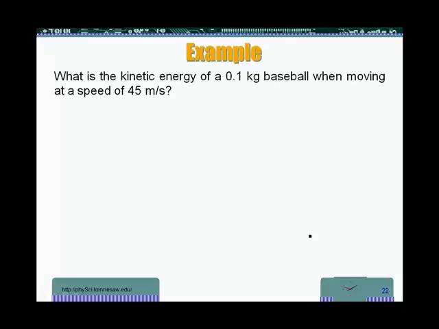In this recording, we will work a few examples. Okay, let's start with a simple one. It is asking about the kinetic energy of a 0.1 kilogram baseball when the baseball is moving at a speed of 45 meters per second. It's an easy one since the kinetic energy is given by the expression 1/2 of mv squared. So all what we have to do is plug in the values.